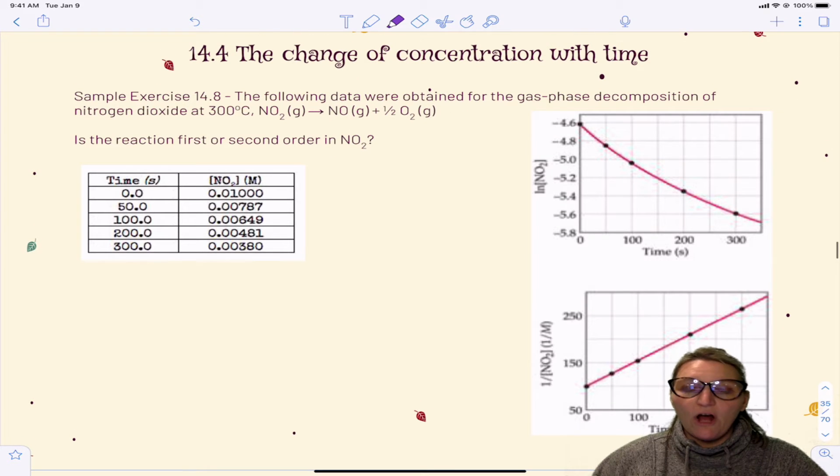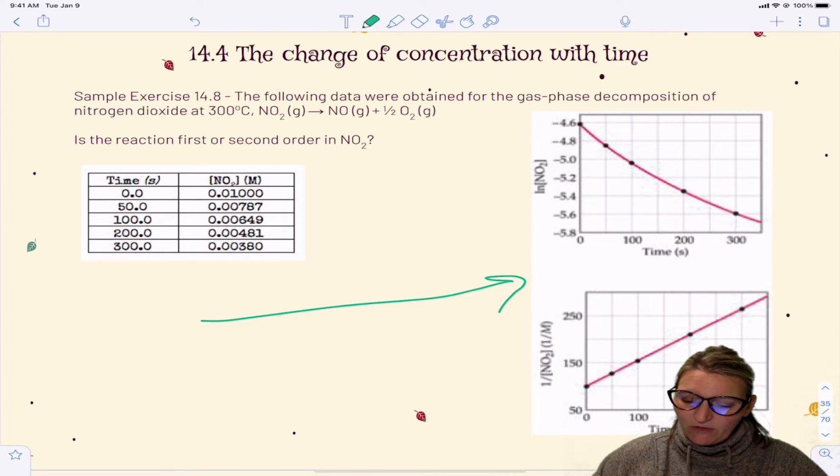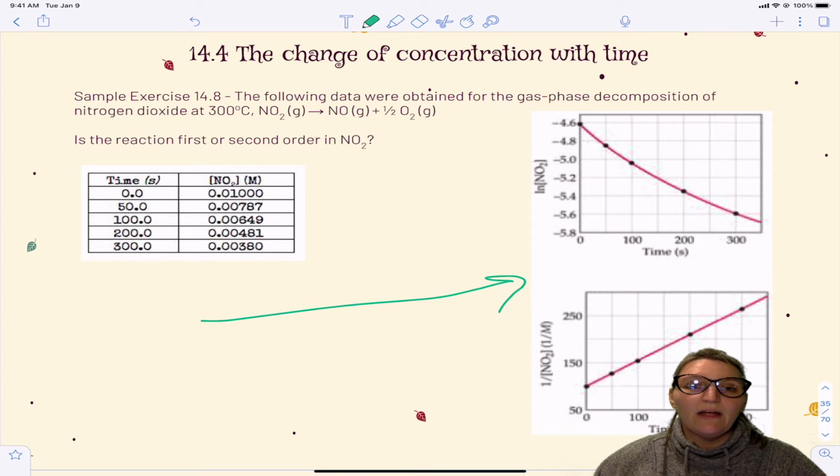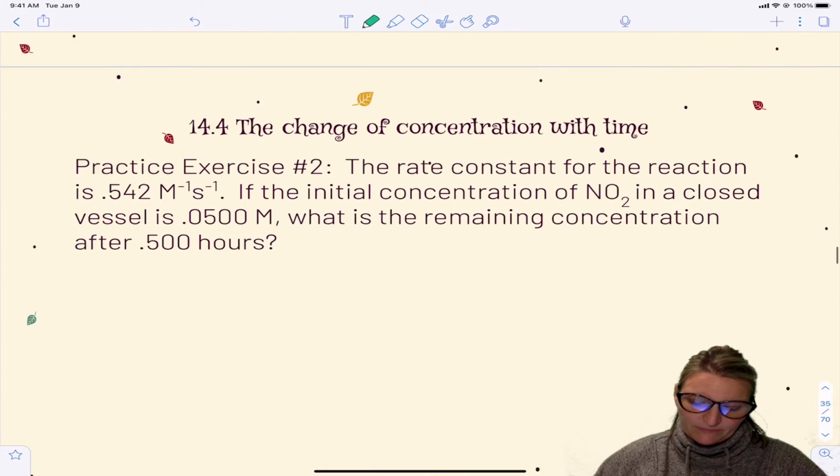If 1 over concentration versus time is a straight line, it must be second order. That's a very common type of question where you will be given data and then asked, is it first order or second order? If you have one of these on your homework, then you do need to actually graph it that way. The easiest way to do that is probably not on your calculator, but to open up a Google spreadsheet and look at those graphs. If this was an AP test, they would be giving you these two graphs and then asking you, based on the data, what do you think, first order or second order?